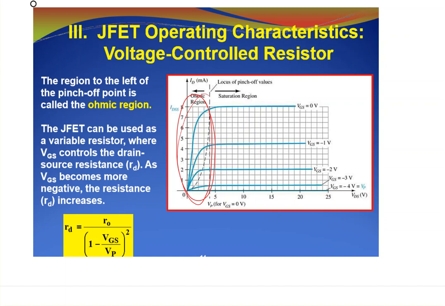And if it's operating in the upper region, which is the right region, in that case we call this region the current source region, which is of course the saturation region. And we can calculate the resistance in this region, which we call the drain region resistance, as RD is equal to R0 over 1 minus VGS over VP.